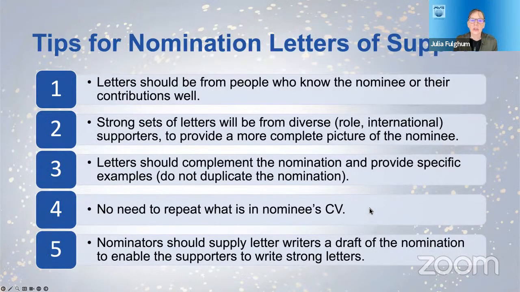Next slide. So some overall tips. Please get letters from people who actually know the nominee or are familiar with the area in which they've worked. I think nominators should tell the different letter writers what to focus on so that different aspects of the person's contributions can be covered effectively and a more complete story is given. So this means you want to find people who know the person in different roles. If you can also get people who know them in different contexts, from international reviewers, that's really helpful.